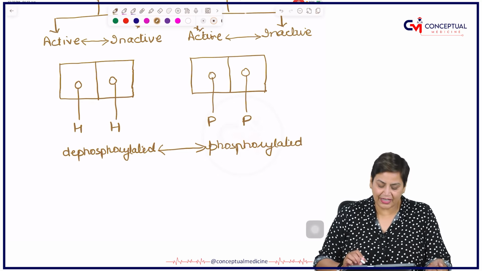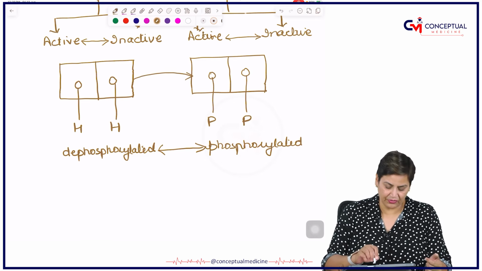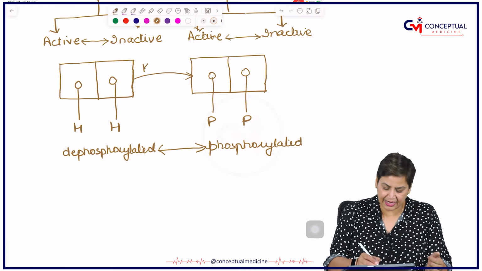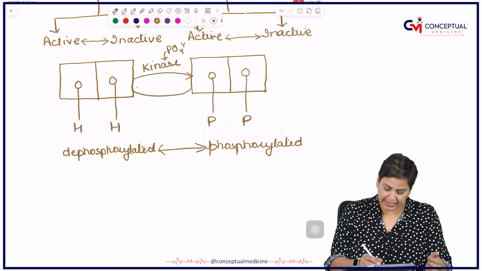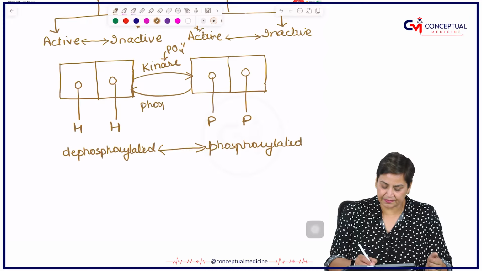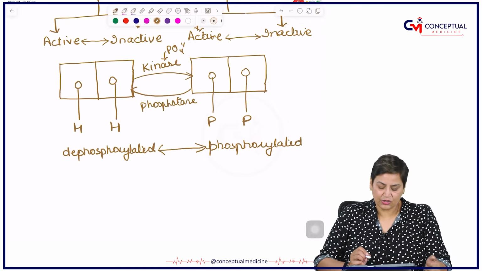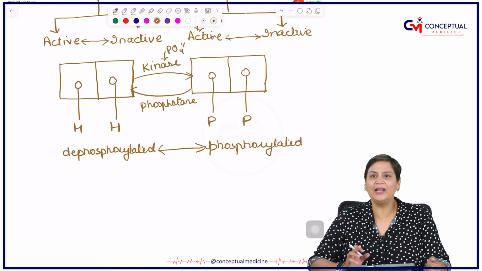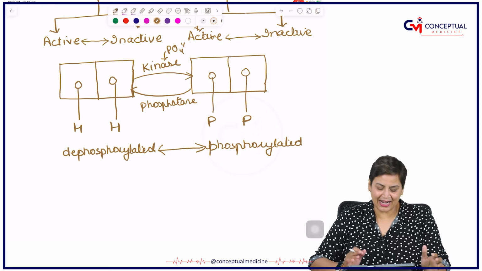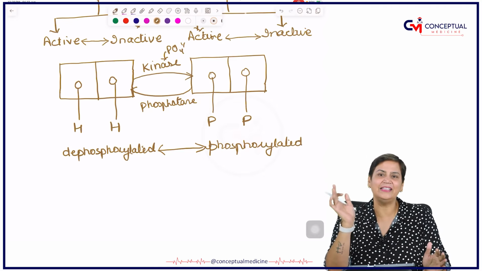So if a phosphate is attached, always remember the enzyme is kinase, which we will be discussing in classification. So here I'll just write kinase. It means it is attaching this phosphate. But if phosphate has to be removed, the enzyme is phosphatase. So it will remove phosphate. So I can simply say that there is a covalent modification, which means that dephosphorylated can be converted into phosphorylated and vice versa.